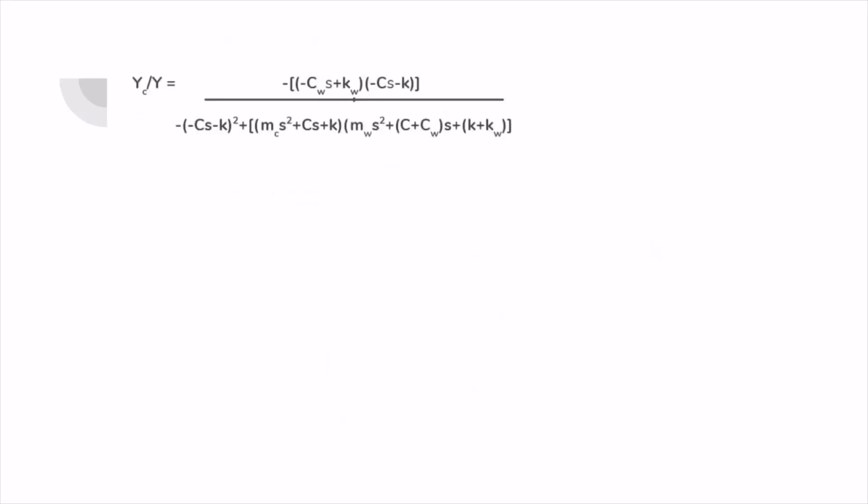Once we cross multiply, we find our final transfer function of the displacement of the car over our initial condition Y. So that is equal to the negative of the quantity CWS plus K times minus CS minus K. And our denominator is minus the quantity negative CS minus K squared plus the quantity MCS squared plus CS plus K times the quantity MWS squared plus the quantity C plus CWS plus the quantity K plus KW.